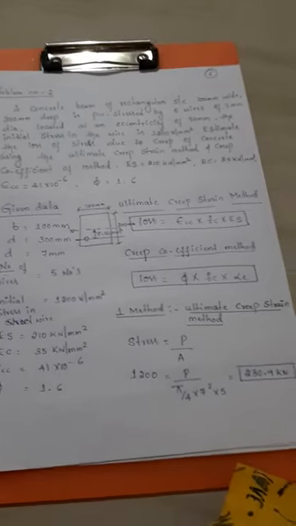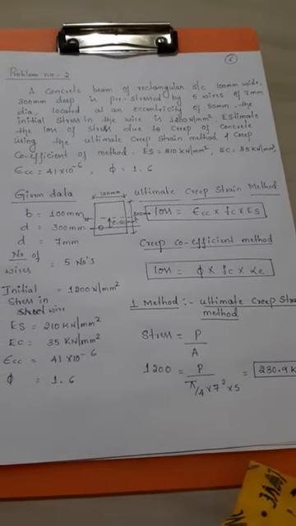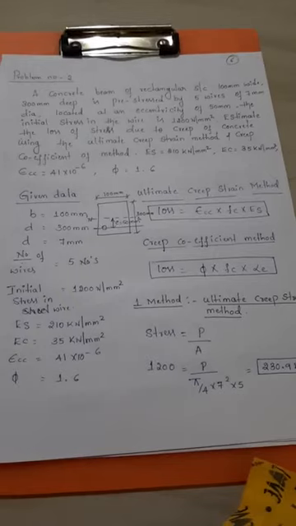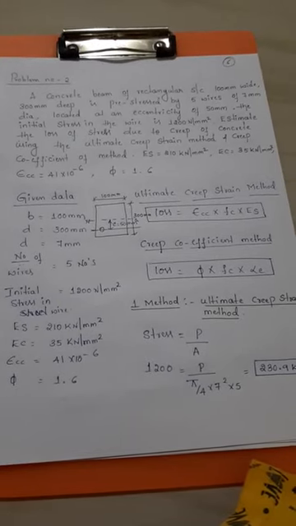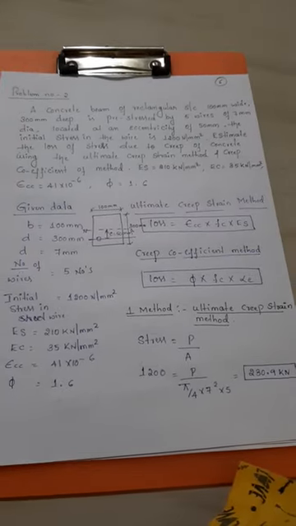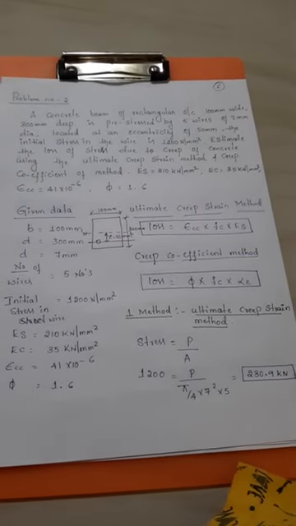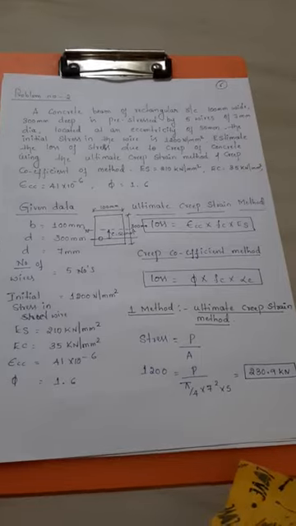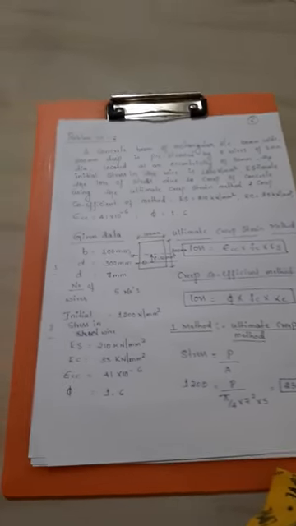The initial stress in the wire is 1200 Newton per mm square. Estimate the loss of stress due to creep of concrete using the ultimate creep strain method and creep coefficient method. They are asking in both the methods. One is ultimate creep strain method and the other is creep coefficient method.